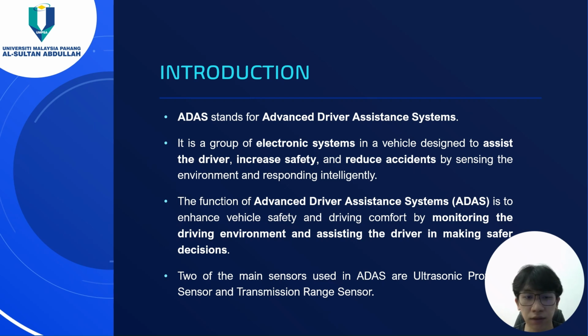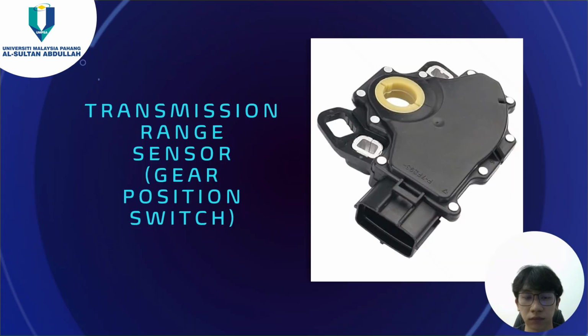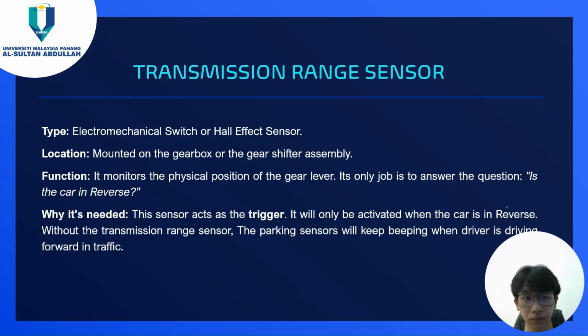Two of the main sensors that I'll be explaining and that will be used in ADAS are the ultrasonic sensor and also the transmission range sensor. So the transmission range sensor, which is the gear position switch, is a type of electromechanical switch or Hall effect sensor. Usually it is mounted on the gearbox or the gear shifter assembly. It is to detect the current gear position.